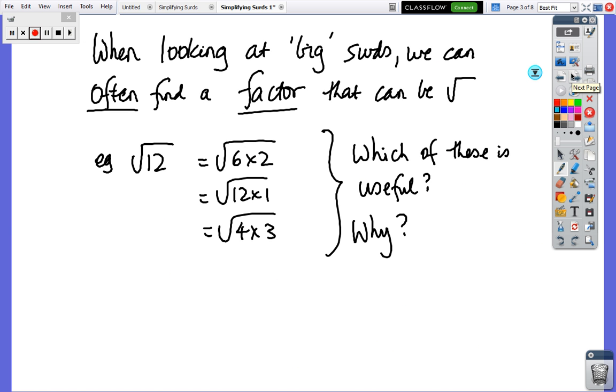So when looking at big surds, like big numbers, we can often find a factor. So a factor is a number that multiplies that can be square rooted. Okay? So we're looking for a number that can square root. So with 12, 6 times 2 is 12, 12 times 1 is 12, 4 times 3 is 12. But 6 times 2 is no good because neither of the numbers square root. 12 times 1 is no good because if you square root 1, you just go back to itself. And this one is the useful one. Why? Because you can square root 4.